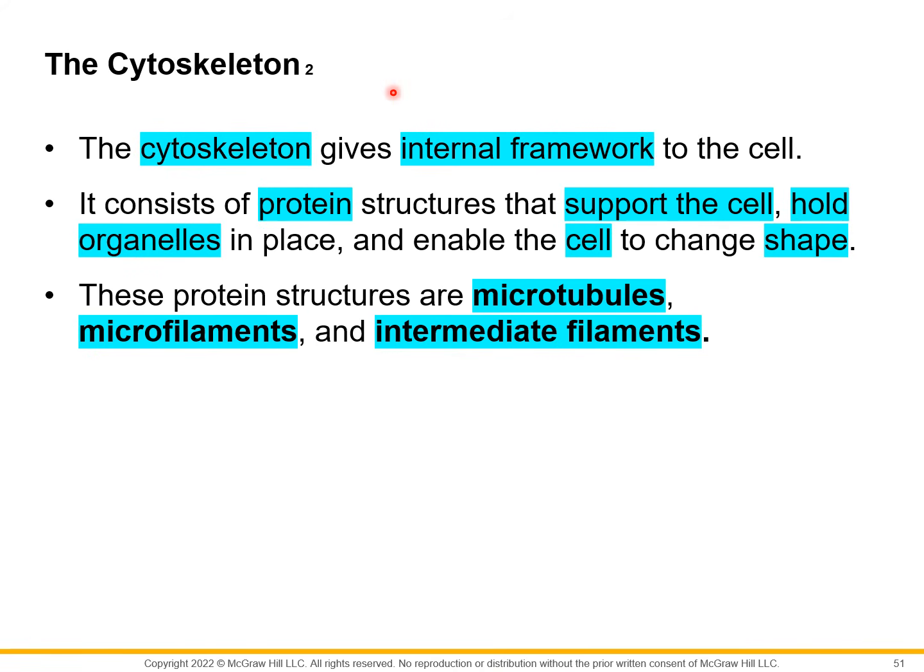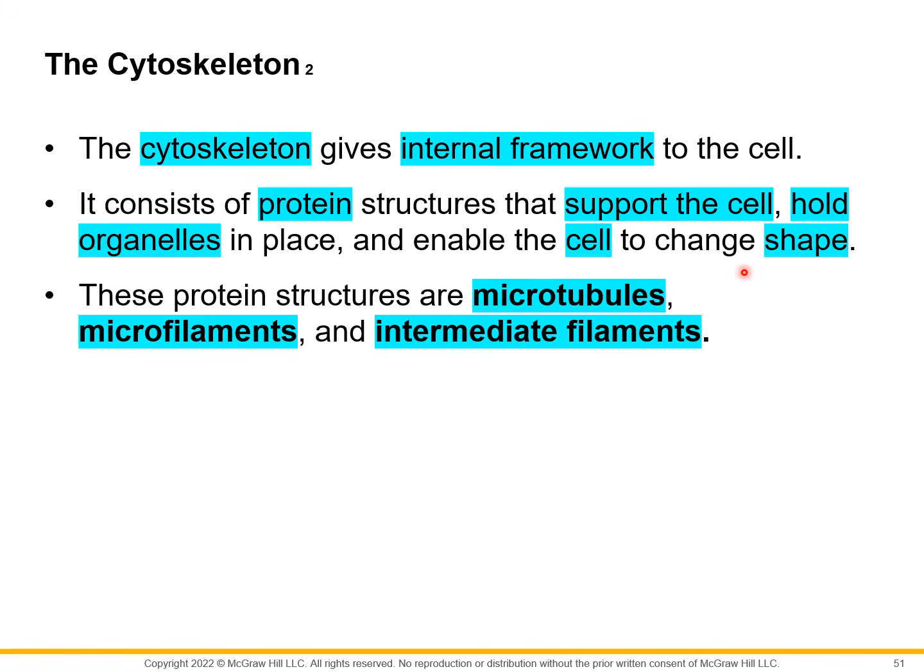Next up is the cytoskeleton. The cytoskeleton would give an internal framework to the cell. So yung placement ng internal structures, yung support for the shape of the cell, is mostly thanks to the cytoskeleton. Alright, so it consists of protein structures that support the cell, hold the organelles in place, and help the cell to retain its shape or change in shape if needed.